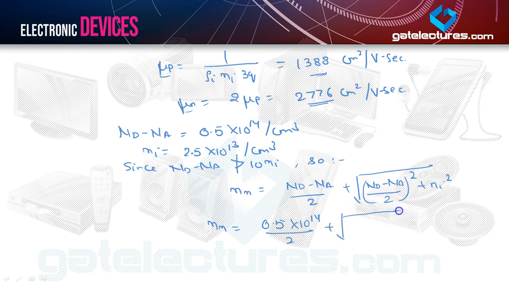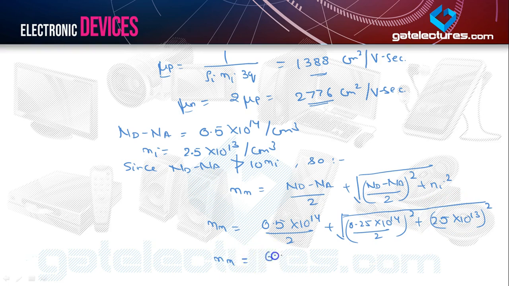Remember that you need to take extra care while considering the units. Okay, this is (0.25 × 10^14 / 2)^2 + (2.5 × 10^13)^2. Understood? So the electron concentration, when you solve it, you get 6.03 × 10^13 per centimeter cube.